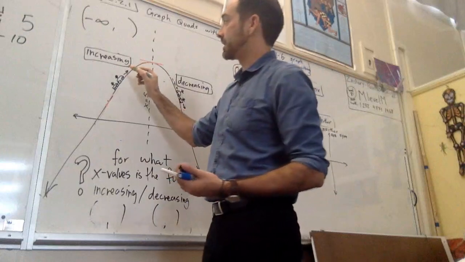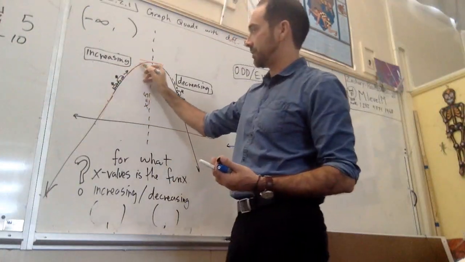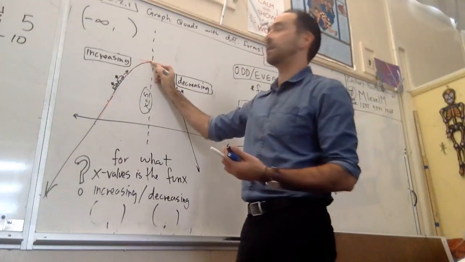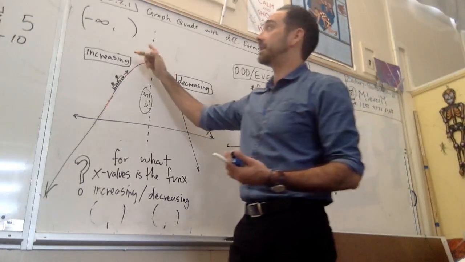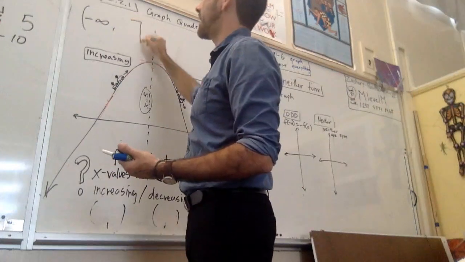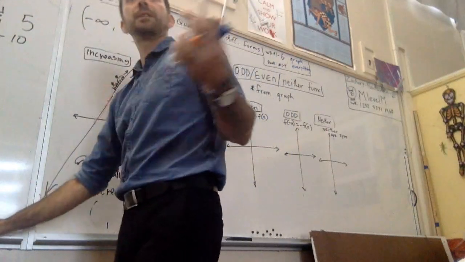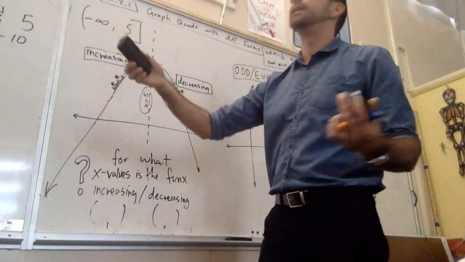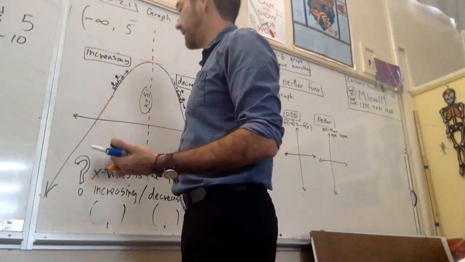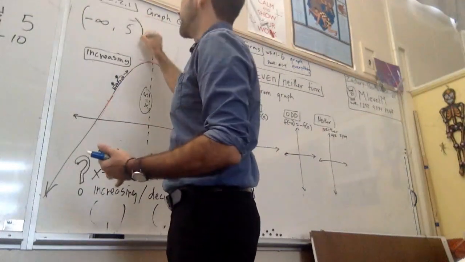So are you sure? Let's see. It's increasing, it's increasing, it's increasing. Right when we get to x is equal to 5, it levels out. So I'm not going to include 5. I'm not going to do a hard bracket to say 5 is included. Is 5 included? No, because at 5, what's happening? It levels out. There is no increasing or decreasing. So I need to write this like this.